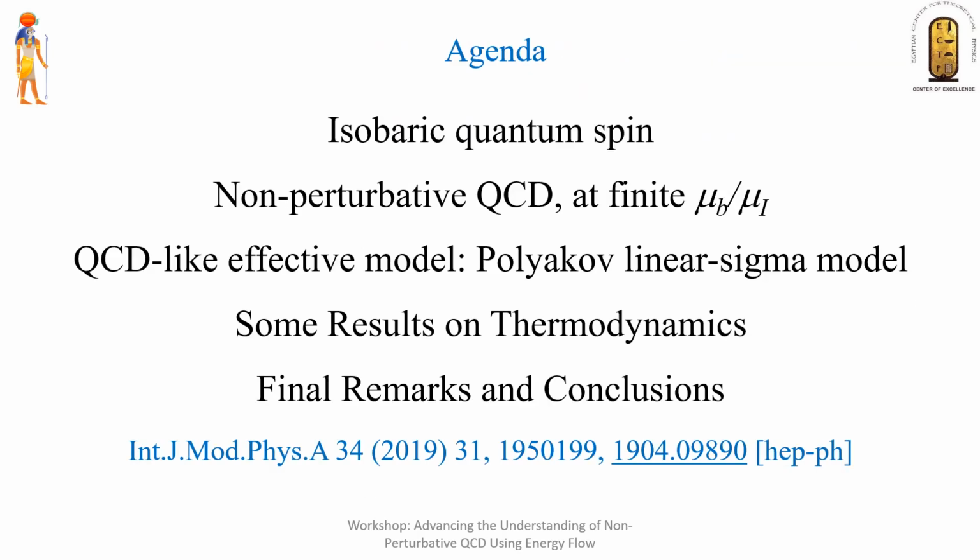The agenda of my talk is as follows. First, I will start with a short review on the isobaric quantum spin. Then I will give a very short review on the non-perturbative QCD at finite isospin chemical potential in relation with finite isospin baryon chemical potential. Then I will focus my talk on the QCD-like effective model, I mean the Polyakov linear sigma model, SU(3).